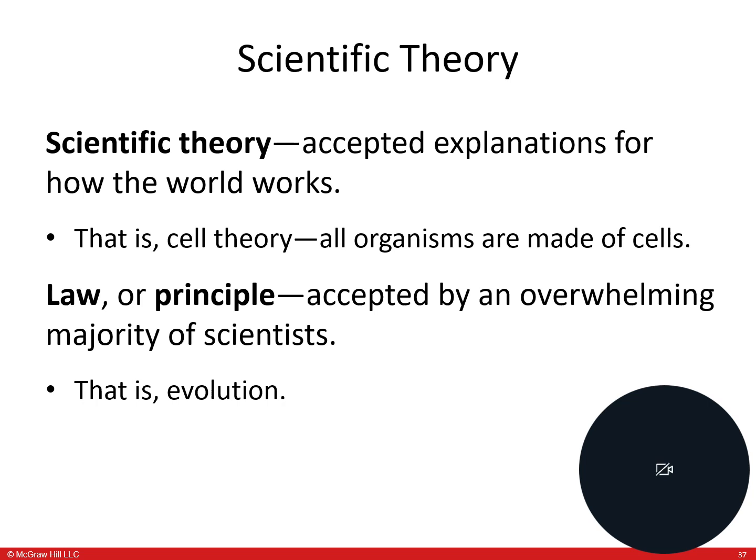So the cell theory, for example, is a widely accepted scientific theory that says all organisms are made of cells. You cannot be called an organism if you don't have at least one cell. You can't be called a living thing if you don't have a cell. Unless you're a virus, which again muddies the water because they don't have a cell, but they are able to reproduce. A law, a scientific law, or a scientific principle is accepted by an overwhelming majority of scientists. Evolution would be that.